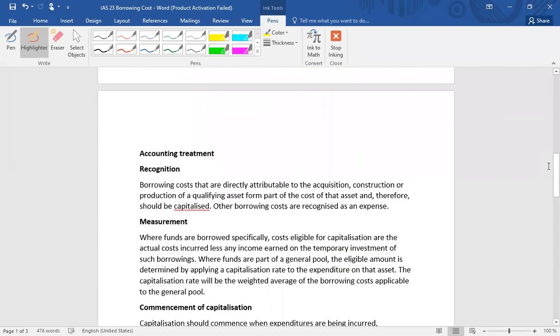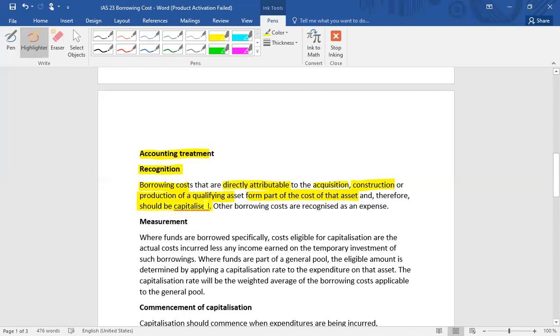Now, the important thing, the accounting treatment. Borrowing cost which is directly attributable to the acquisition, construction or production of a qualifying asset forms part of the cost of that asset. So if you have obtained a loan from a bank in order to construct a building, and as the building is a qualifying asset and any interest on the loan is associated with the construction of the building, such borrowing cost therefore should be capitalized in the production of that asset.